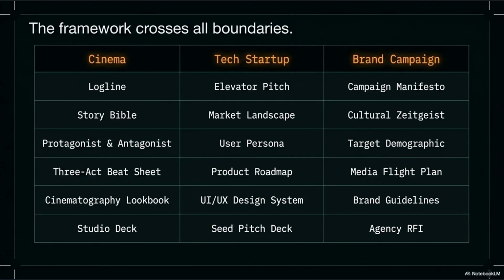Protagonists and antagonists drive films, user personas drive tech, target demographics drive brands. 3-act beat sheets organize narrative flow, product roadmaps organize launches, and media flight plans organize campaign rollouts. This isn't coincidence, it reveals a universal truth. Compelling storytelling is the fundamental currency across all industries. When you master this framework, you can tell powerful stories whether your medium is film, technology, or marketing.